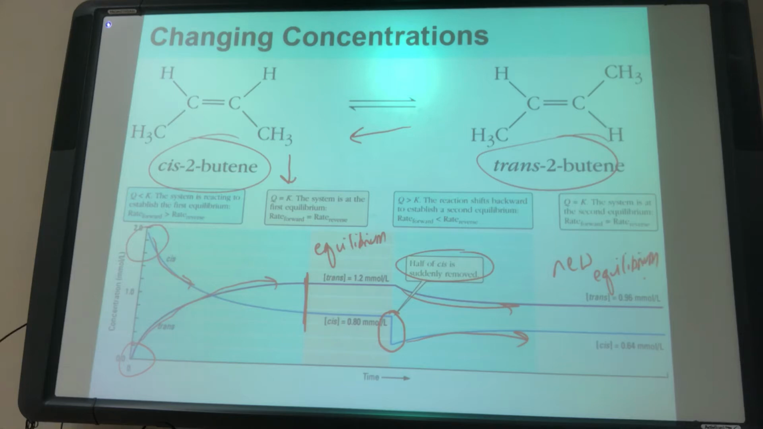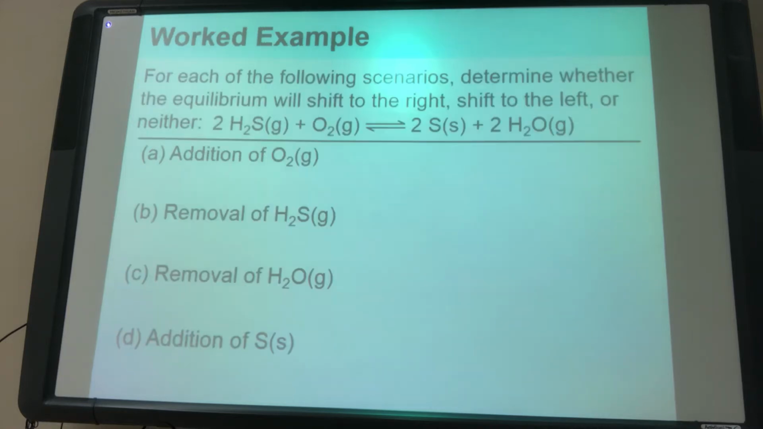Okay, so this is what's happening. It's just an adjustment in what that looks like. All right, so let's practice just our concentration part. For each of the following scenarios, determine whether the equilibrium will shift to the right, shift to the left, or neither. All right, so I'm adding O2. So I find O2, I'm adding this.